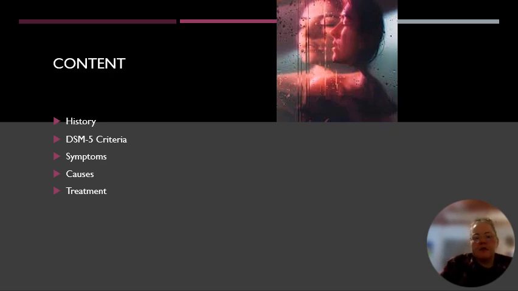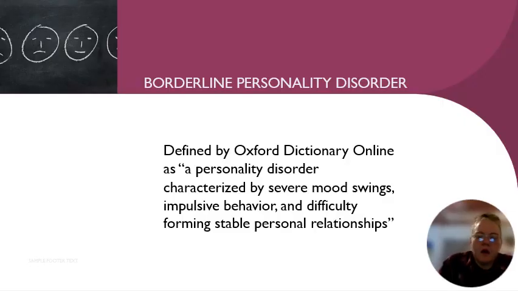In this presentation, I'm going to cover the history, the DSM-5 criteria, symptoms, causes, and treatments for borderline personality disorder. Borderline personality disorder is defined by the Oxford Dictionary Online as a personality disorder characterized by severe mood swings, impulsive behavior, and difficulty forming stable personal relationships.